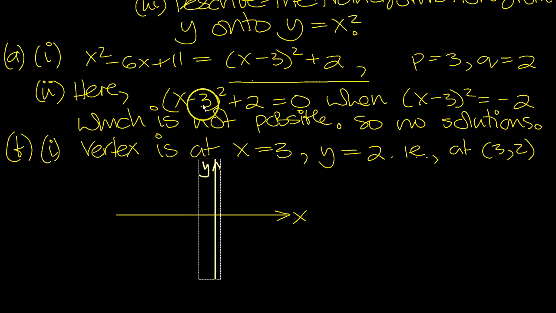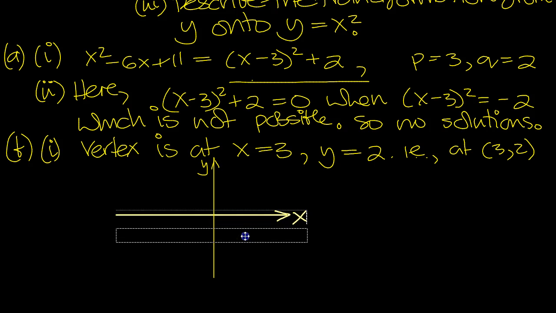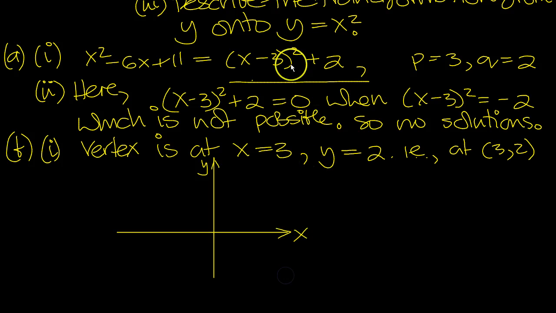Now the vertex is at (3, 2), isn't it? So maybe we should pull this up a bit and pull this thing down a bit perhaps. Like so. And then mark off the vertex. So it's x is 3, y is 2. And then it's a U-shaped curve.